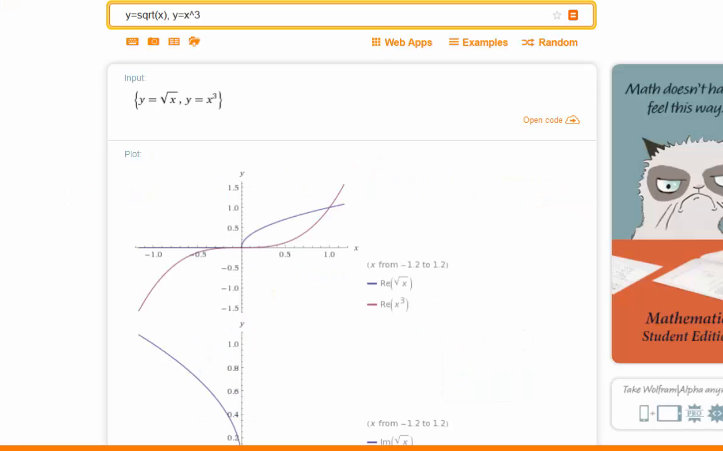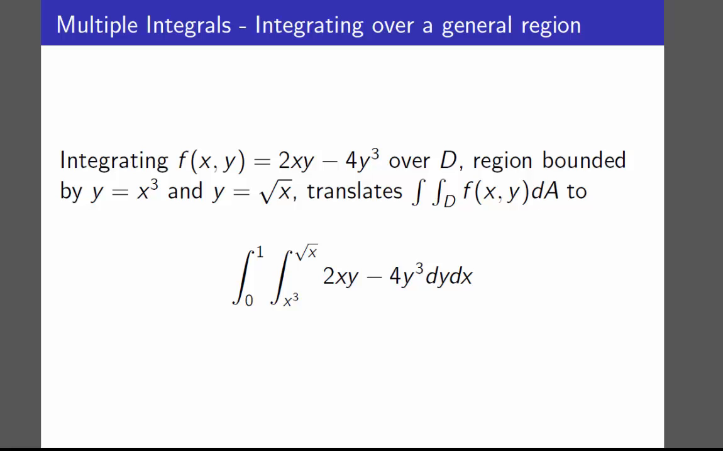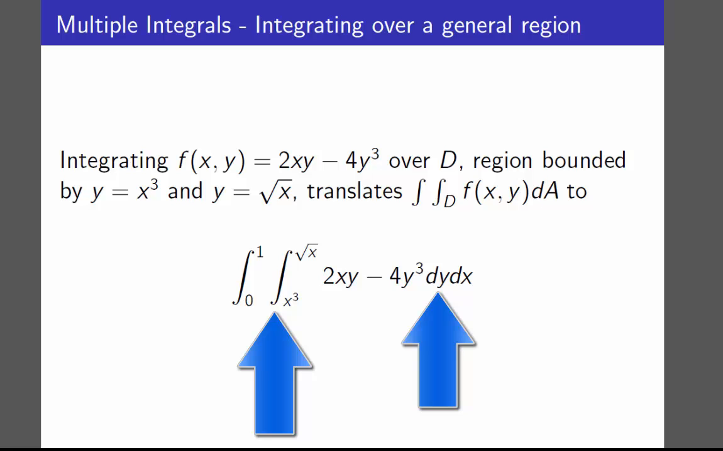Now also looking at this graph, we see that the y varies from y equals x cubed up to y equals square root of x. Because this is where our y varies, this is why our inner integral goes from x cubed to the square root of x.